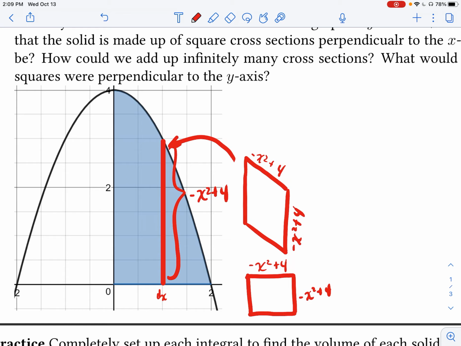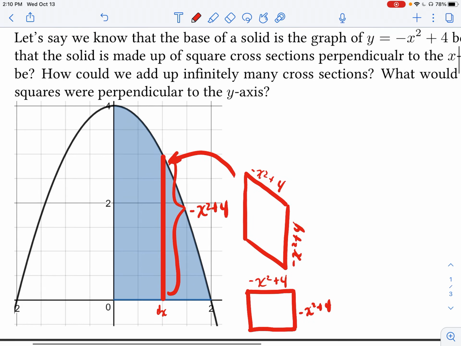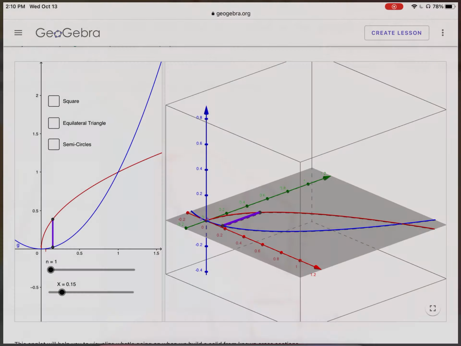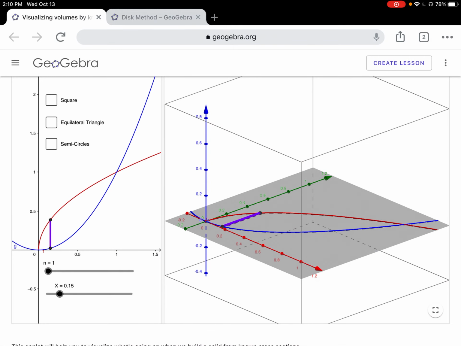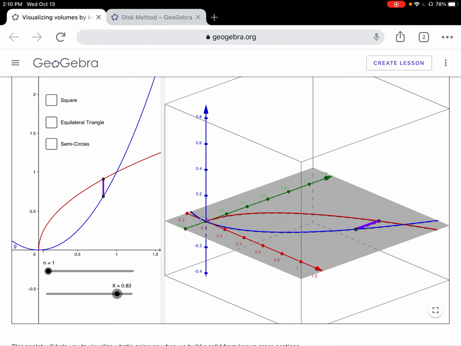Now I want us to imagine that we're stacking a whole bunch of these squares together to form the volume of a solid. And this is still pretty difficult to conceptualize. I don't have a great way of actually drawing this out, or I could, but it would take me a little while. Instead, I want to show you this pretty neat GeoGebra widget that I found that shows this. So I'm going to move this over here just so we can see it a little better.